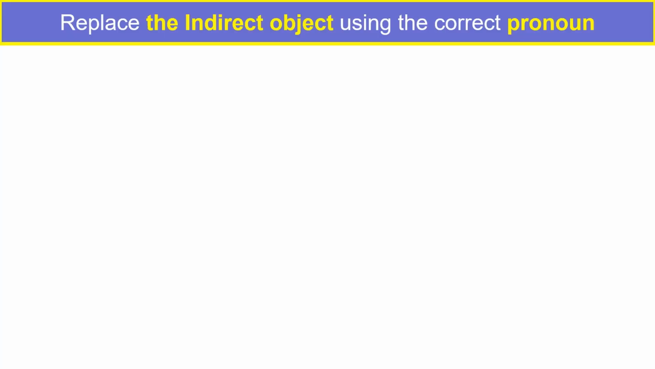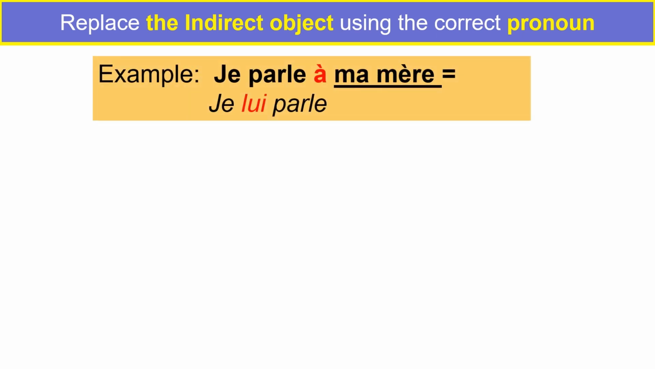Let's practice together and try to replace the indirect object using the correct pronoun. For example, if I say je parle à ma mère, the sentence with the pronoun will be je lui parle. So I speak to my mother, I speak to her.